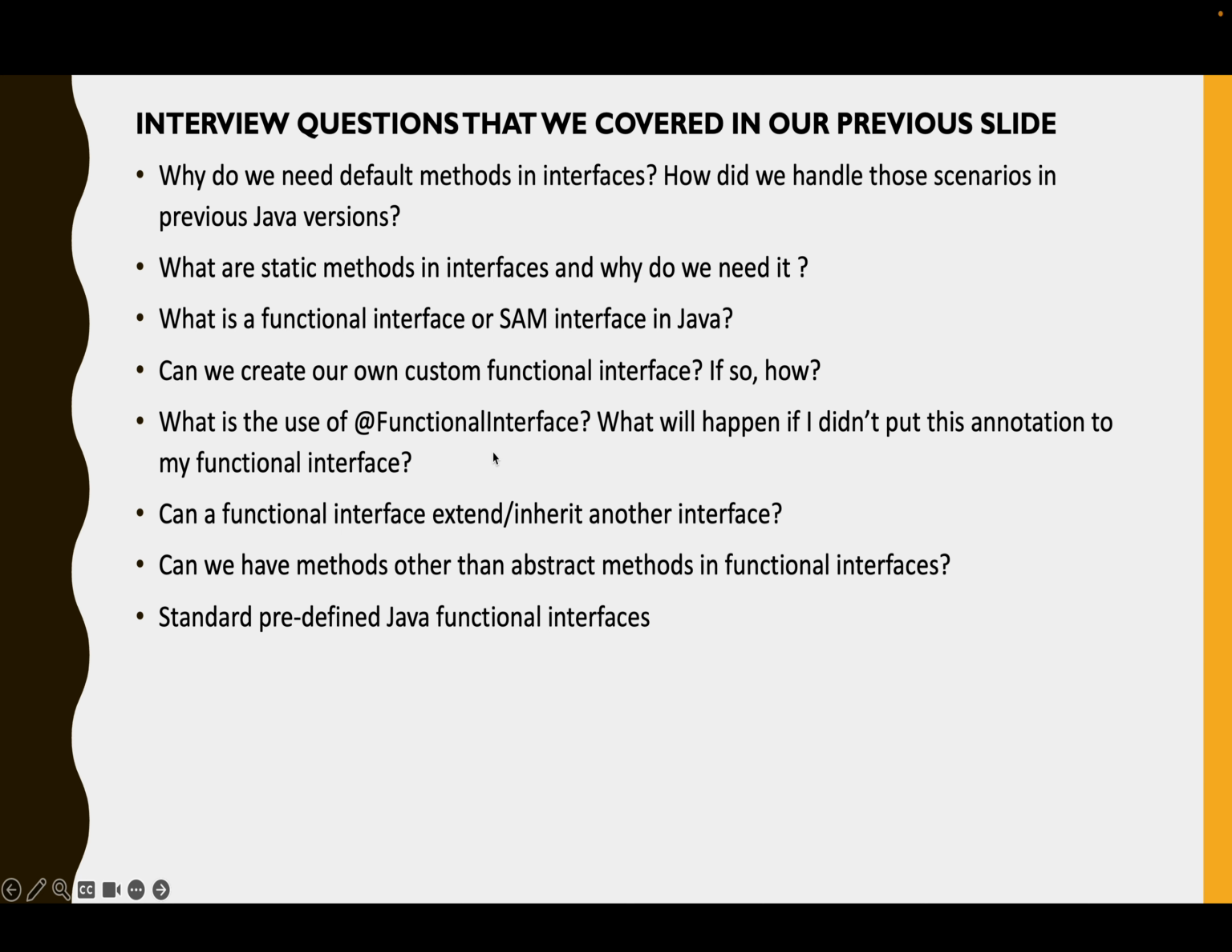We saw that if we have two abstract methods and we are using this @FunctionalInterface annotation, the compiler will throw an error. Can a functional interface extend or inherit another interface? Yes, it can extend or inherit another interface, but that interface shouldn't have any abstract methods. In that case, it's a yes. Can we have methods other than abstract methods in a functional interface? Yes, we saw that we can have static methods, default methods, and methods from the Object class, and a few standard predefined Java functional interfaces like Callable, Runnable, and Comparator are examples.